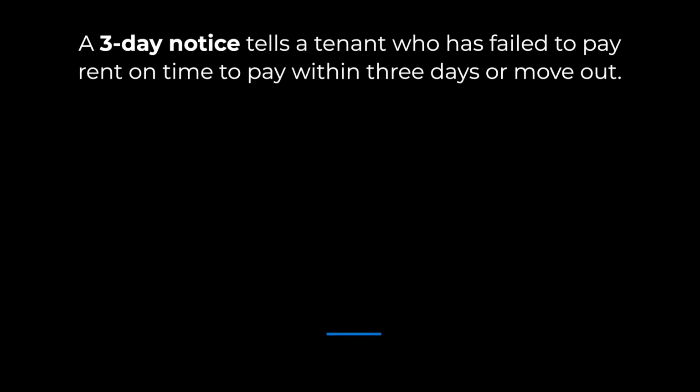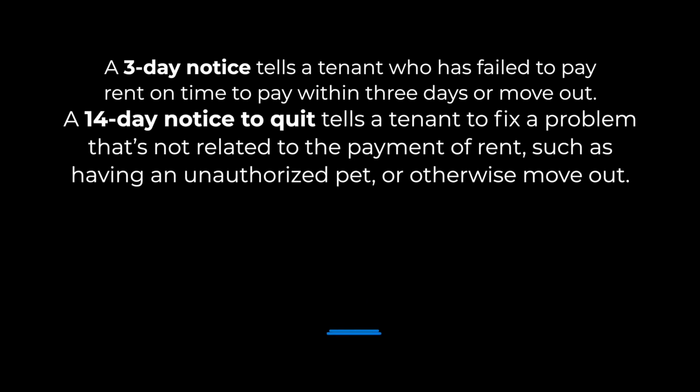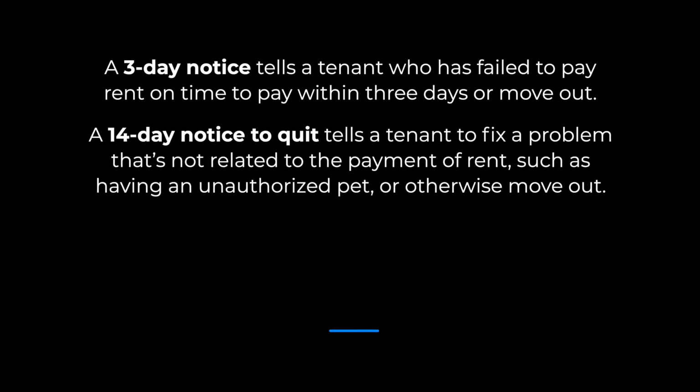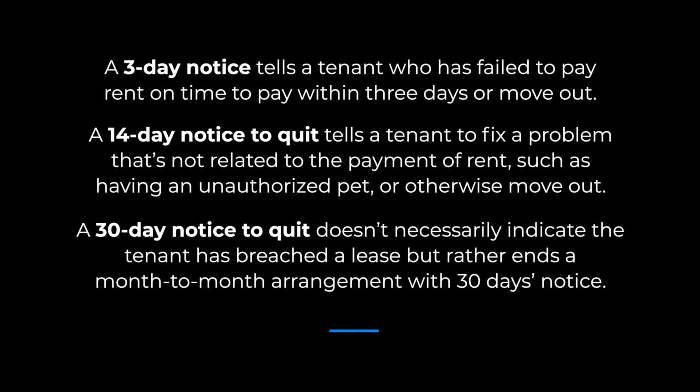There are 3 types of eviction notices in Arkansas. A 3-day notice to quit tells a tenant who has failed to pay rent on time to pay within 3 days or move out. A 14-day notice to quit tells a tenant to fix a problem that's not related to the payment of rent, such as housing an unauthorized pet, or otherwise move out. A 30-day notice to quit doesn't necessarily indicate that the tenant has breached a lease, but rather ends a month-to-month tenancy.